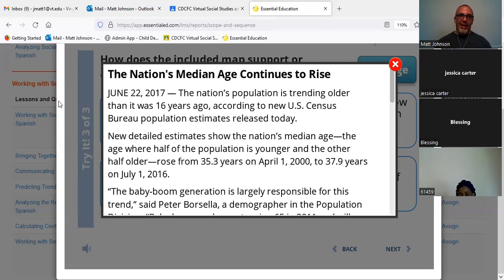And then the mode would be the score that occurred the most. So if I had like 5 students that got an 84 on the exam, and nobody else did, that was the most common score, right? That would be the mode. So that's what I'm talking about.